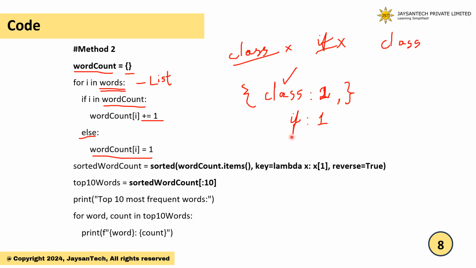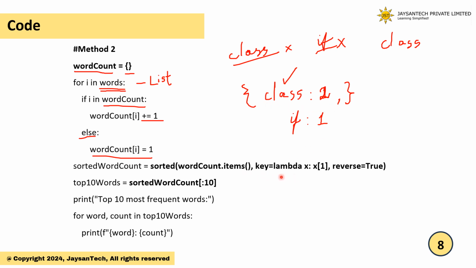So in this sample dictionary, class has 2 occurrences, if has one. If you have to print in sorted order, class should come first, if should come next, in case the if is in the beginning. So for that, what we are doing is word count dot items. If you use items, it will consider both key and value.